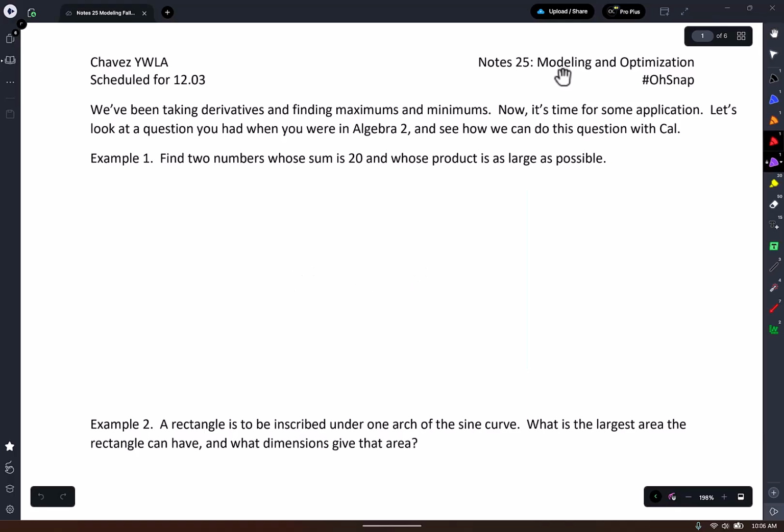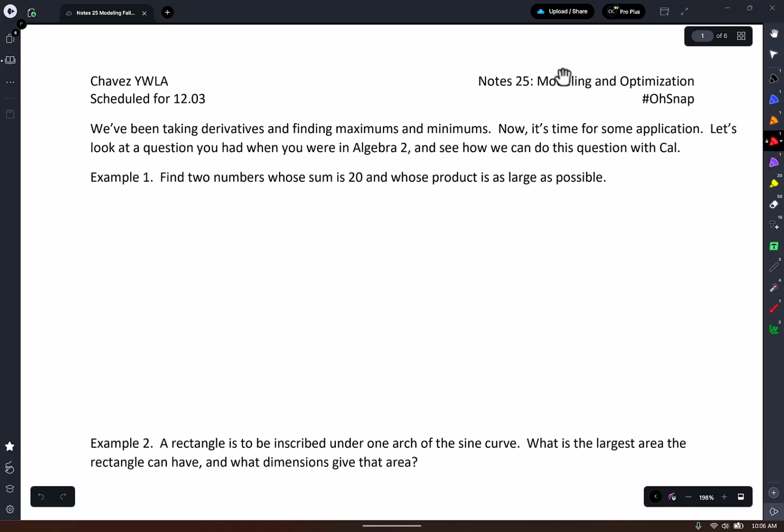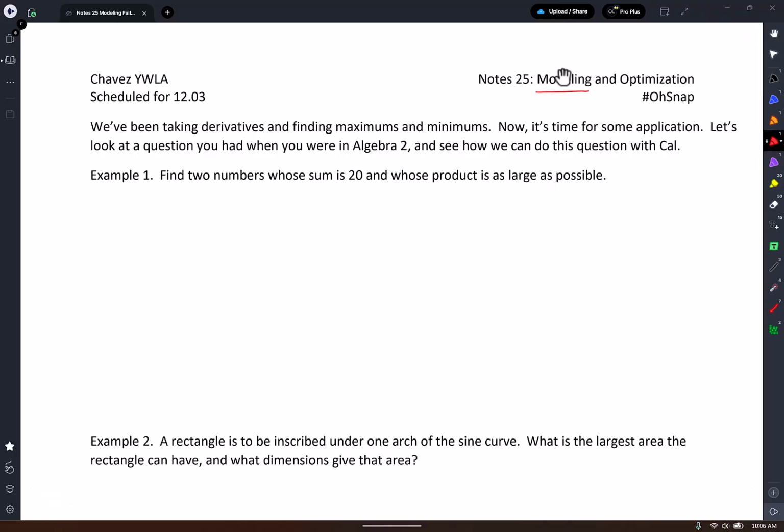The hardest part about modeling and optimization is creating a model. And guess what? The AP exam is not testing to see if you can create a model for the most part. They usually will give you the model, usually. And then from there, that's what you optimize.